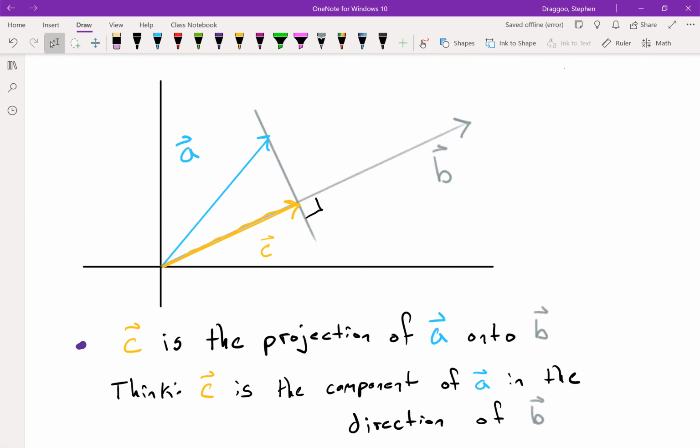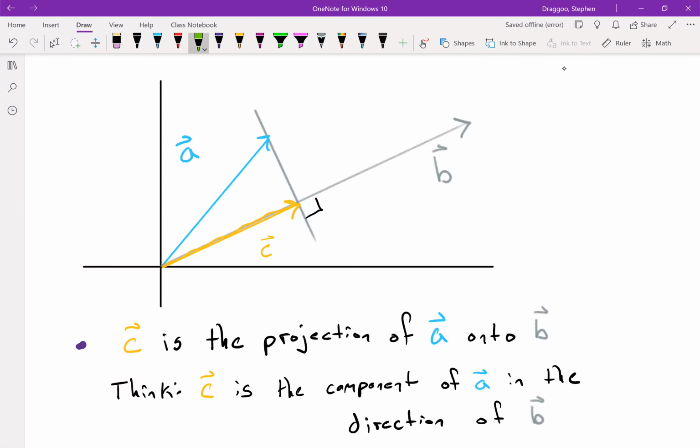If we draw vector B and construct a perpendicular, orthogonal line on B that intersects with the tip of A, then the projection of A onto B is the vector from the origin to the intersection of that orthogonal line along B. So again, the way we want to think about it is that C is the component of A that is in the direction of B.